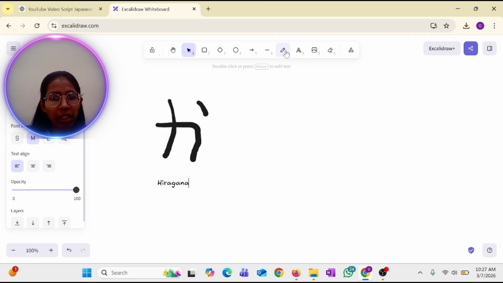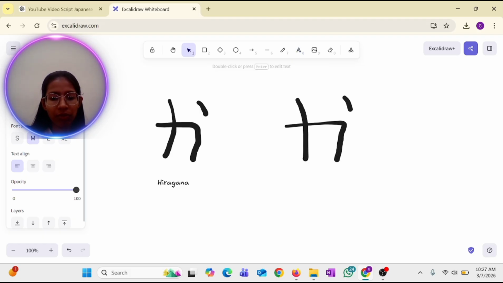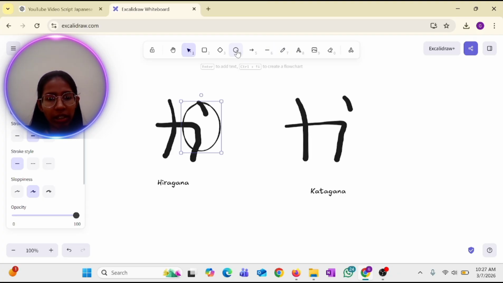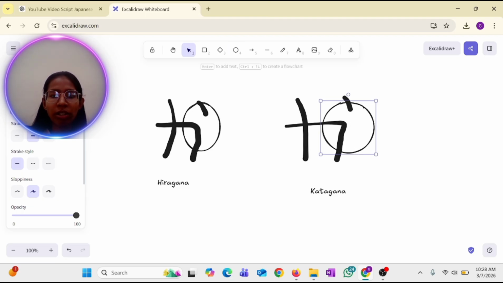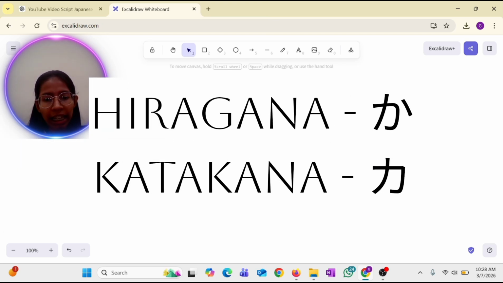And if we take an example for katakana, katakana is sharp. So this is katakana. As you can see, hiragana is soft, but on the other hand, katakana is sharp. So this is the difference between hiragana and katakana. I think this is clear.